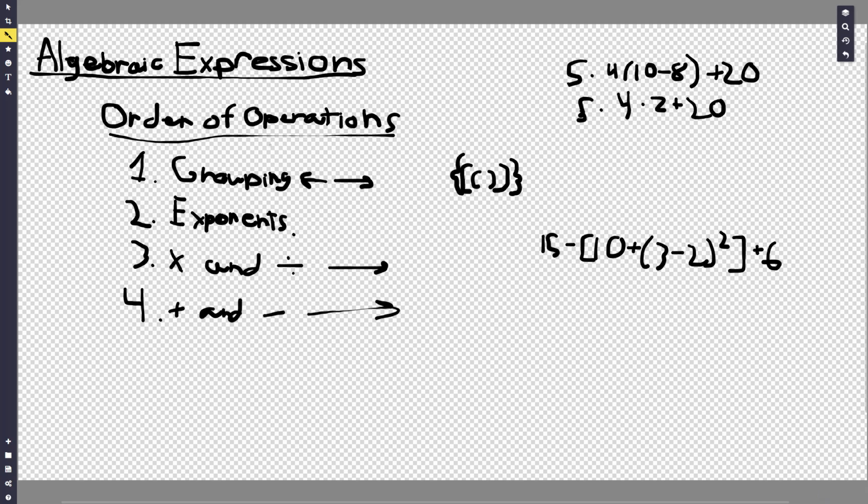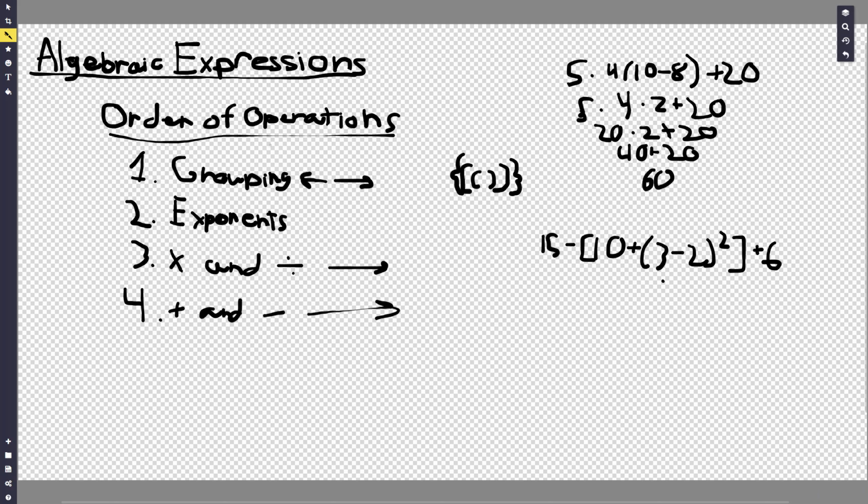So what comes next? Well, do we have any exponents? No. So we go to multiplication and division. There's no division, but there is multiplication, right? So we're going to go left to right. We're going to multiply 5 and 4, so we get 20. And then we're going to multiply 20 times 2, which is 40. And so we're left with 40 plus 20, which is our last step, addition. So then we can simplify that to 60.